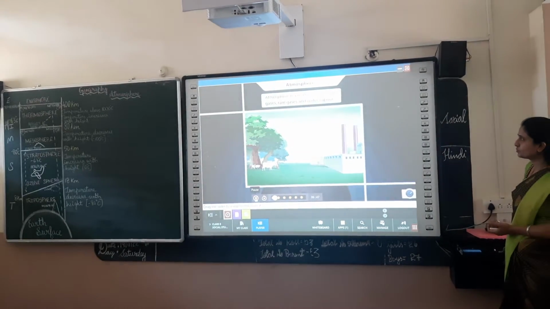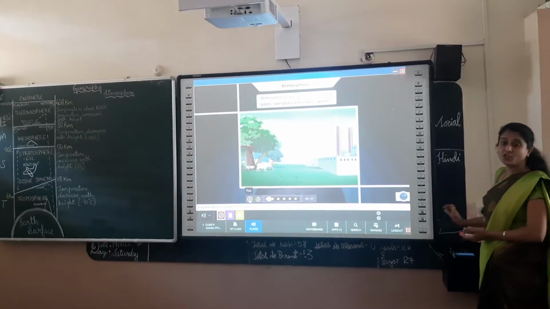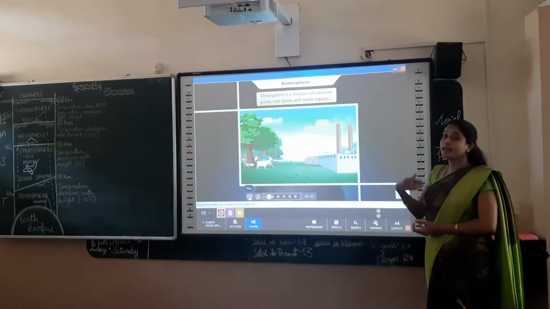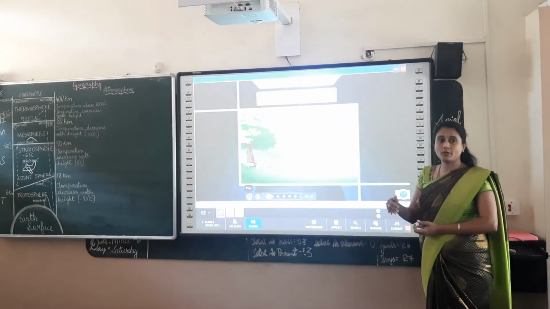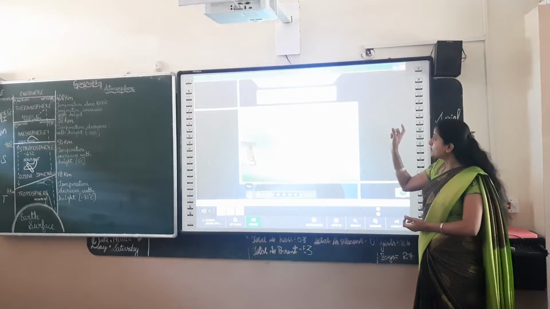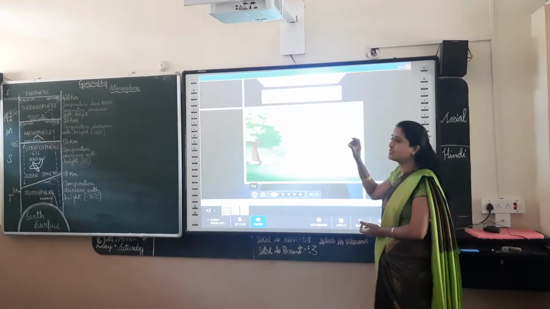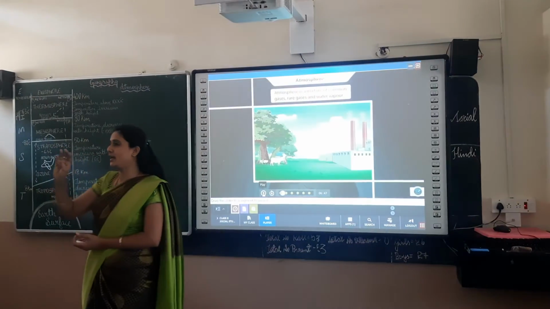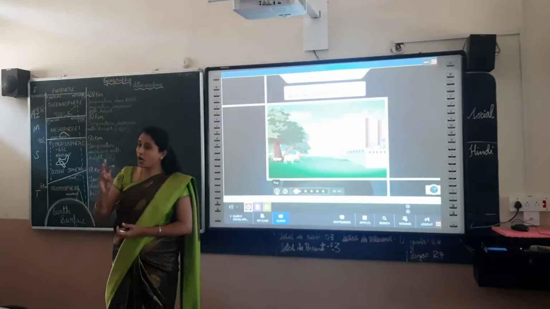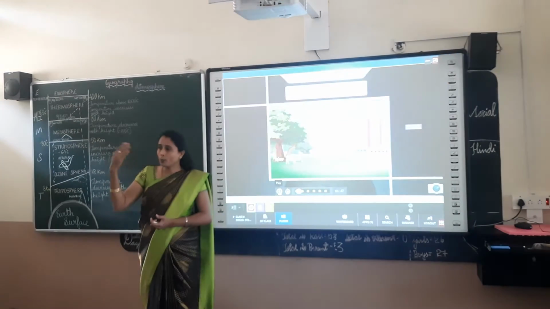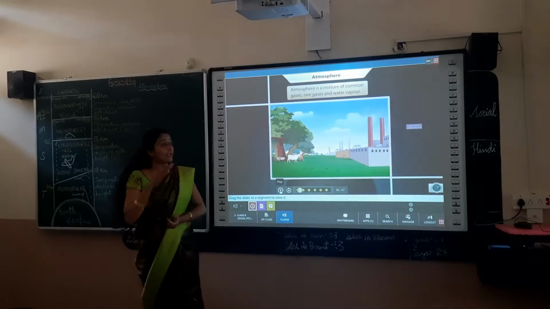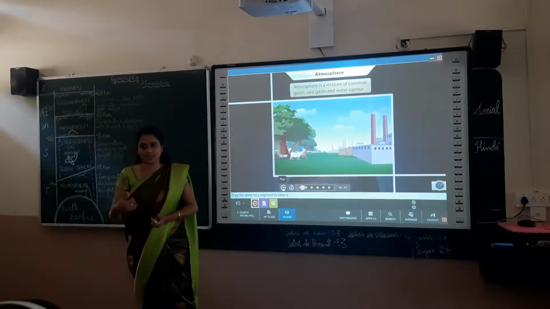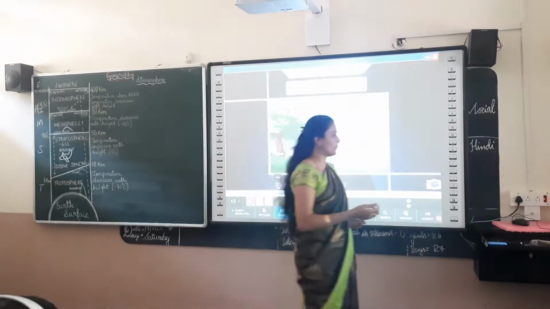This is a definition. Atmosphere is a mixture of common gases, rare gases, and water vapor, including dust particles. See children, here mixture of common gases and rare gases means the main gases present in our atmosphere, nitrogen and oxygen, which are in a higher percentage. And the rare gases are those minor in quantity which are present in our atmosphere.